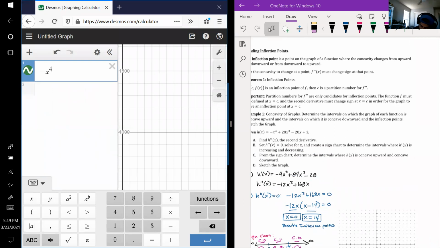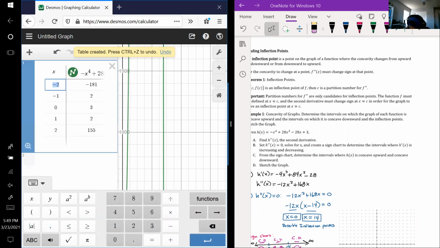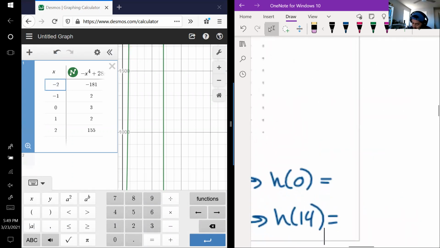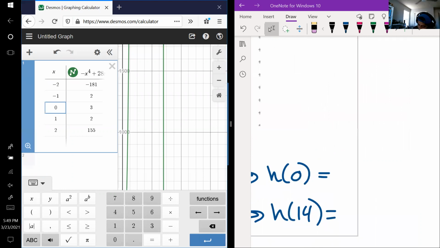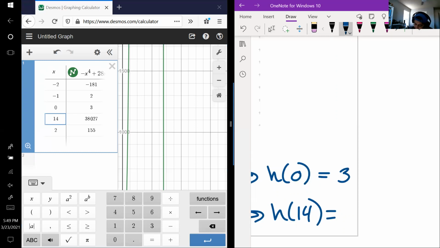Negative x to the 4th plus 28x cubed minus 28x plus 3. Do my table feature, and then we're going to type in these values, 0 and 14. Hey, 0's there already, and I'll just make that 14. Oh, wow. 0 gives me 3, and 14 gives me 38,027.